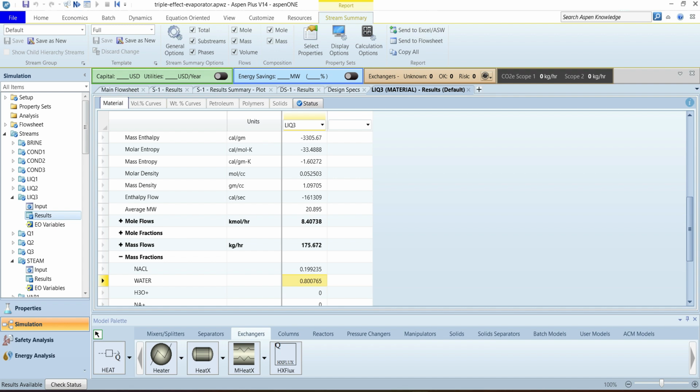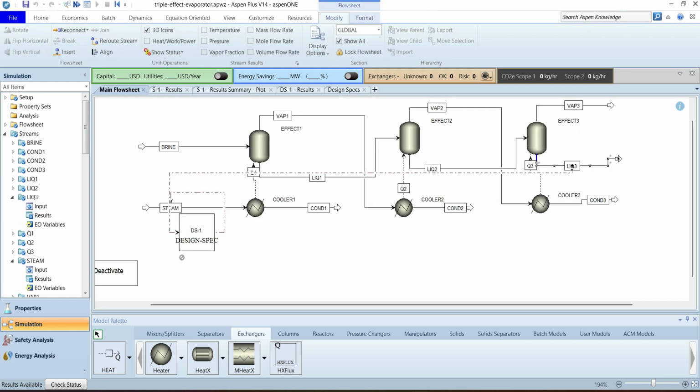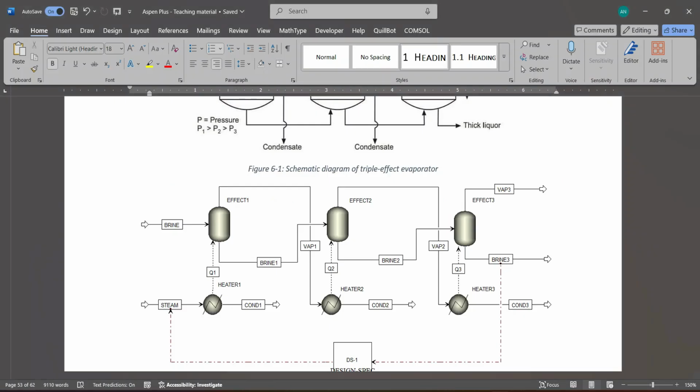So this is how we can use the Flash2 block to mimic the effect of different stages of evaporators, along with the integrated cooler blocks to provide the latent heat for the evaporation purposes. Also, we have learned how to define the sensitivity block and study the effect of a manipulated variable on the desired variable. And we have learned how to provide design specifications to achieve a desired variable target. So let's close this exercise and proceed to the next session.